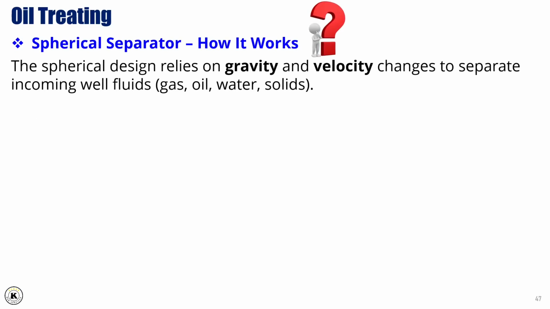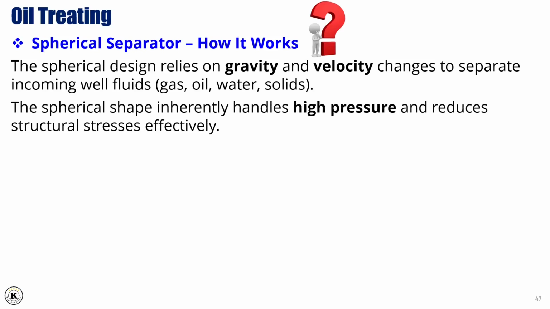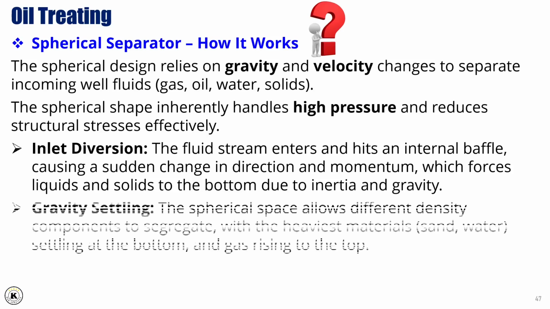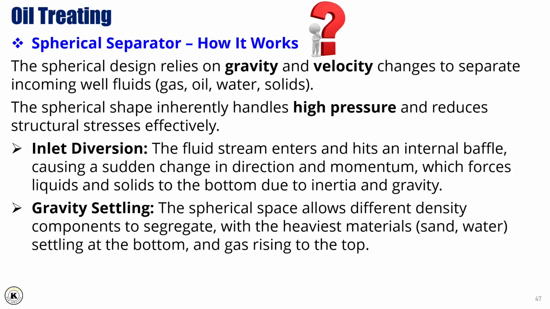The spherical design relies on gravity and velocity changes to separate incoming well fluids, gas, oil, water, and solids. The spherical shape inherently handles high pressure and reduces structural stresses effectively. Inlet diversion. The fluid stream enters and hits an internal baffle, causing a sudden change in direction and momentum, which forces liquids and solids to the bottom due to inertia and gravity. Gravity settling. The spherical space allows different density components to segregate, with the heaviest materials, sand and water, settling at the bottom, and gas rising to the top.